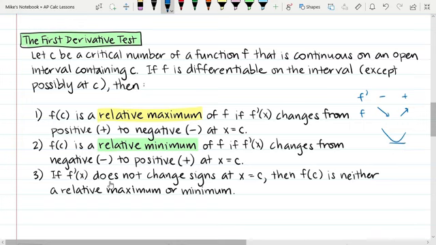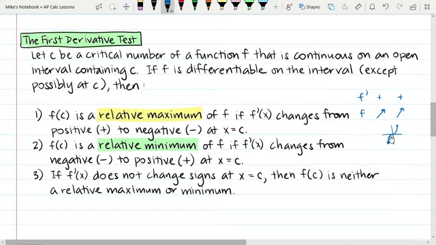And then finally, if f prime does not change signs at x equals c, then that means f of c is neither a relative maximum nor minimum. That should say nor. Okay, and again, if you think about what that means, let's say f prime is positive, and then it hits a critical number, but then it stays positive, that means your function is increasing. It instantaneously levels out, but then it continues to increase. The most common example of that is the origin of an x cubed function.